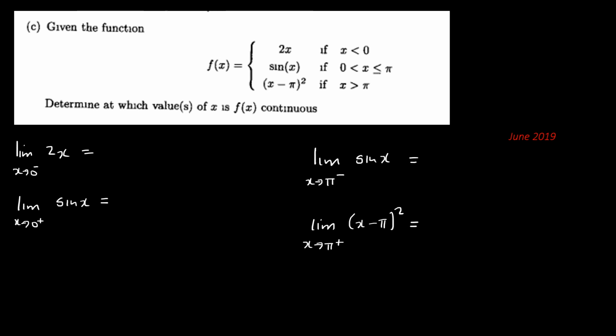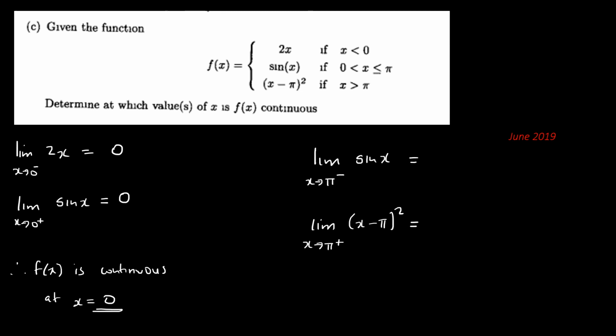Okay, so let's see. The first one, if I substitute 0, I have 0. Sin 0 is 0. So therefore, f of x is continuous. Remember, if they're equal, it means it's continuous at x equals 0. Then let's do this one.